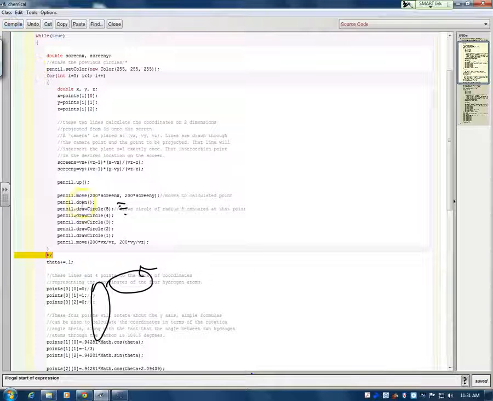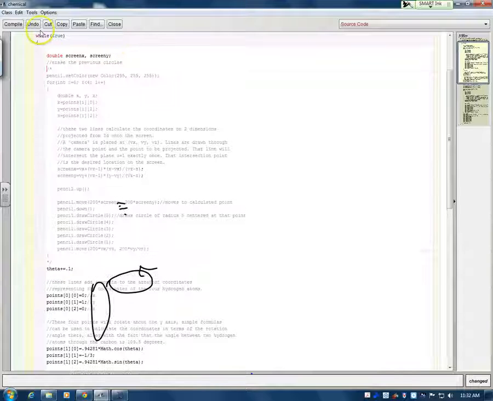So this is what it looks like. Wait, it didn't do anything. Whoops. There you go.